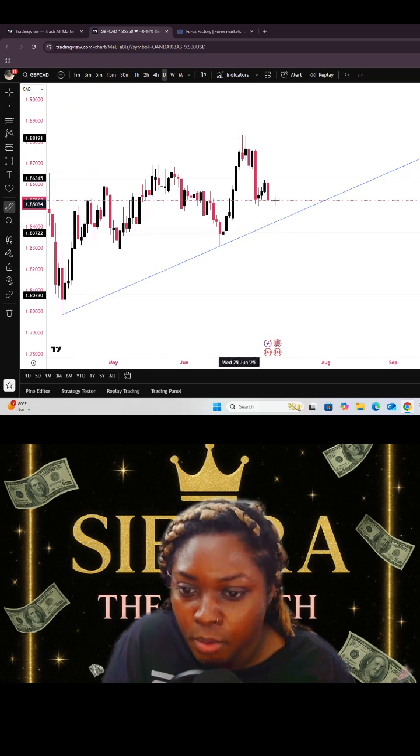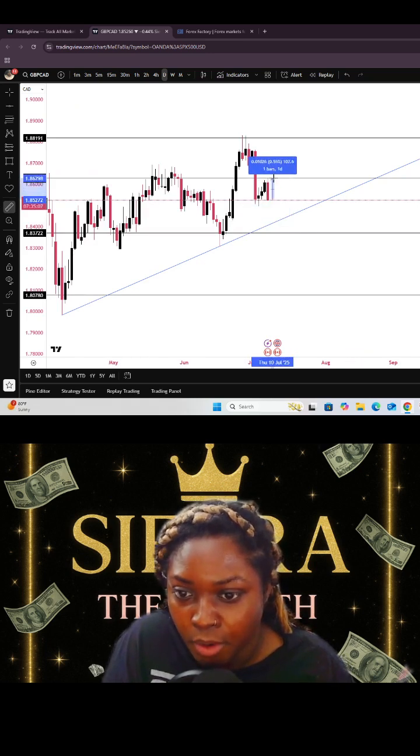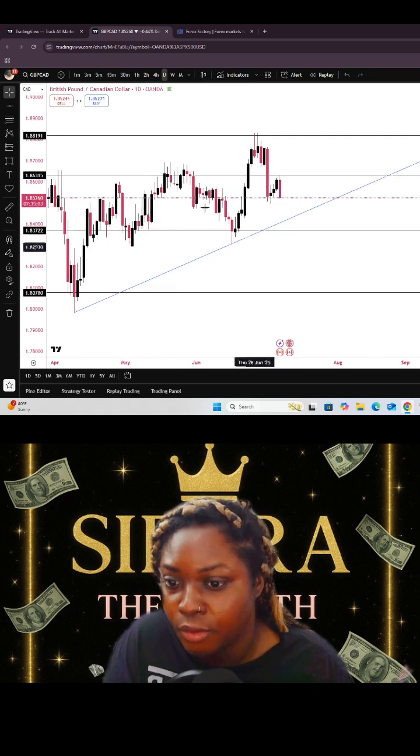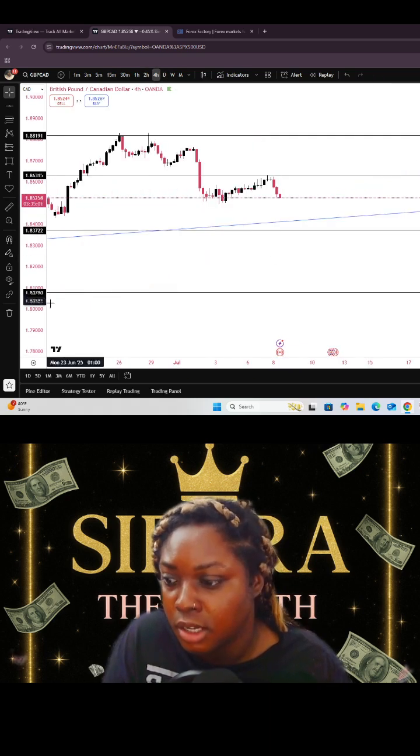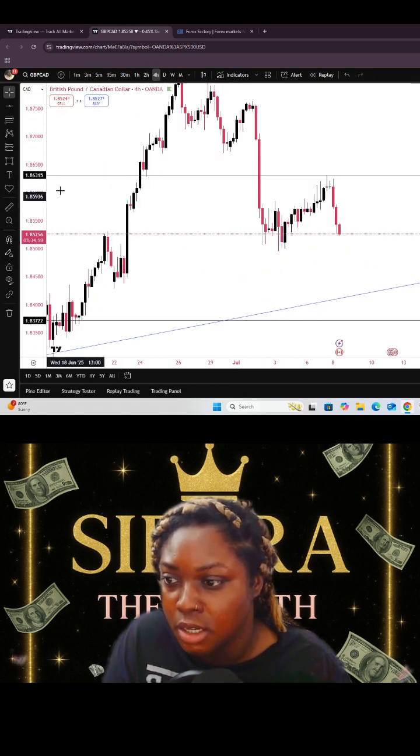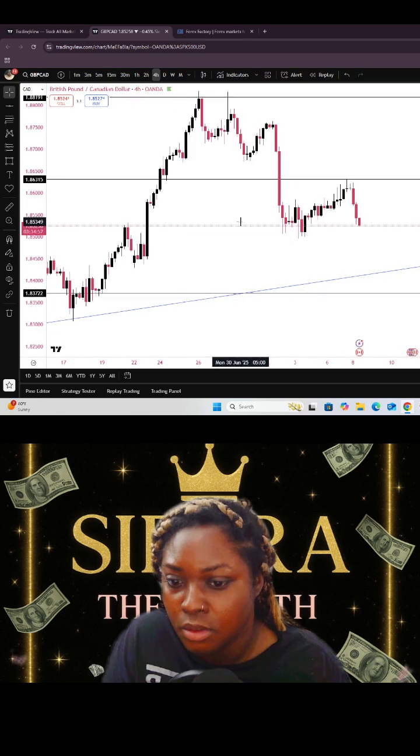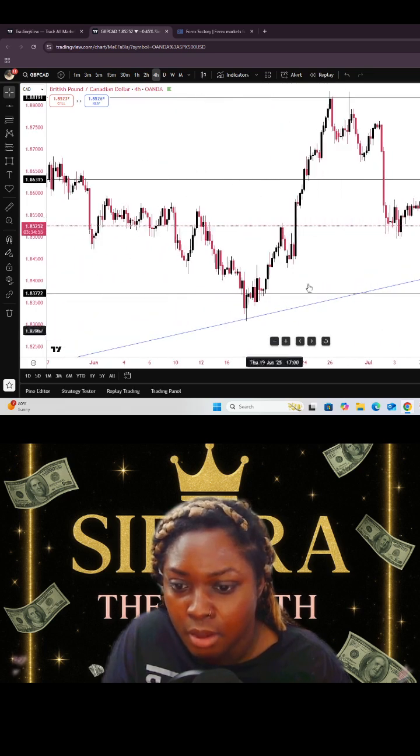And I don't think we are going to be able to recover from GBP CAD. It's already up 104 pips. So it looks like it's too late to get into this sell. It's too late. Let's see.